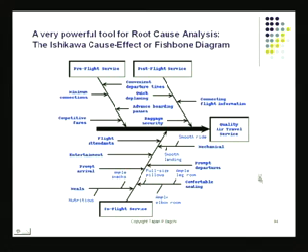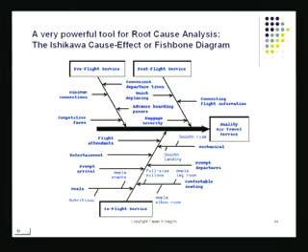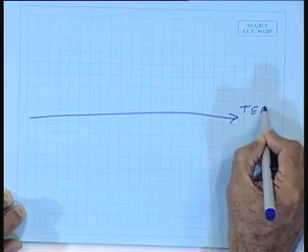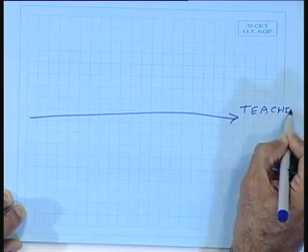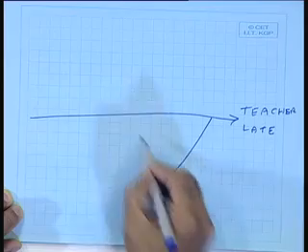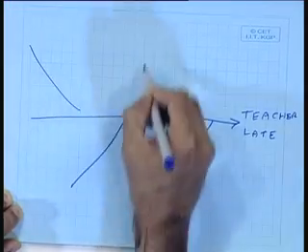Let me tell you now what happened in that class, the teacher coming late to the class situation. We went to this empty classroom, and we wrote down the effect to the right. We said teacher comes late to the class, and I drew this spine of the fish. Teacher late. And this could be caused by a variety of different things.